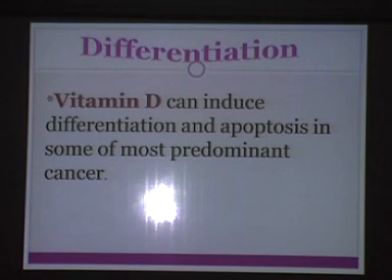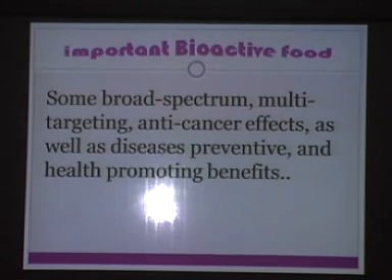Differentiation. Vitamin D is very important to induce differentiation, and this is through its regulation of p21 and p27. p21 can block cyclin-dependent kinase 1 and 2, and so it can stop the cell cycle at G2/M and lead to differentiation of the cell. These are some of the important bioactive foods, which have a broad-spectrum, multi-target anti-cancer effect.